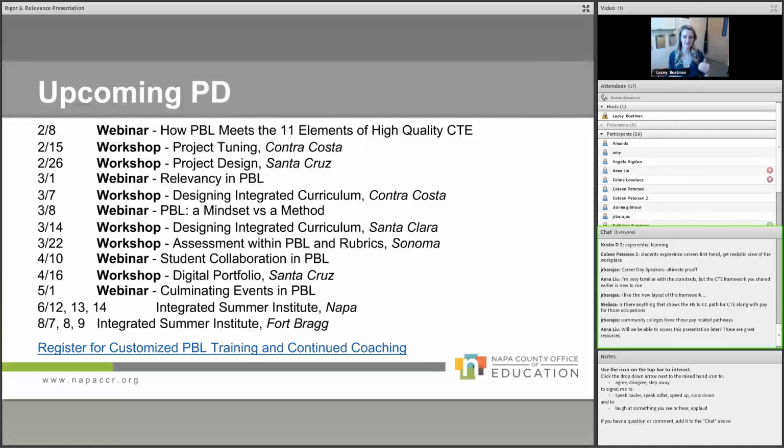Then a number of workshops. I'll be doing a workshop on project tuning this month in Contra Costa. So if you already have a project idea and you want some feedback and you want to fine-tune that project, that workshop's for you. There's a workshop on project design in Santa Cruz. So for whoever wanted to know more about how to design rigorous, relevant projects, that really needs more than a one-hour webinar, so I'd recommend coming to that workshop.